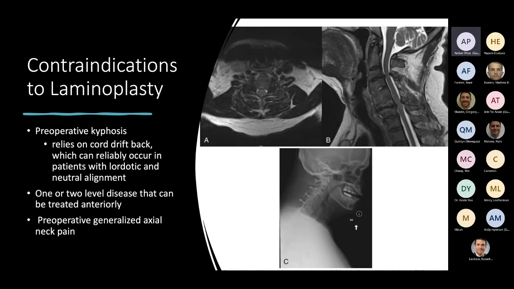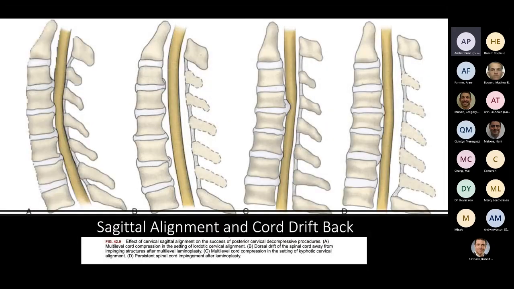There are contraindications to laminoplasty, so preoperative kyphosis is one. These posterior-based procedures rely on cord drift back, which can occur in patients with lordotic spines and neutral alignment, but do not occur with kyphotic alignment. One or two level disease that can be treated anteriorly would be a contraindication, and then preoperative generalized axial neck pain, as neck pain can worsen or will definitely still be present after the surgical procedure.